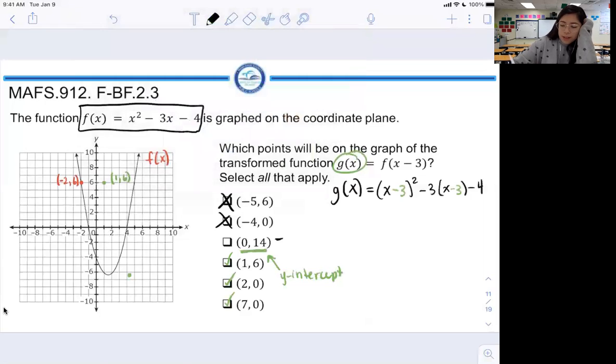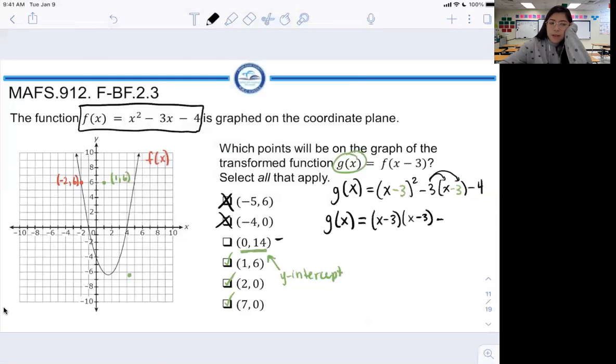So let's go through this. Here we go. X minus 3 to the power of 2. That's the same as x minus 3 times x minus 3. Then I have minus 3. I'm going to distribute. So minus 3x, and then negative 3 times negative 3 is 9. So plus 9 minus 4.